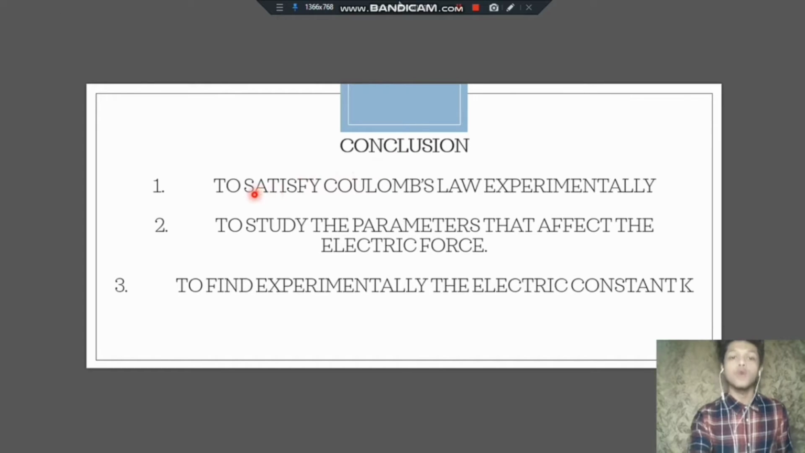The first objective is to verify Coulomb's law experimentally. The second is to study the parameters that affect the electric force. And the last one is to find the electric constant k. This conclusion is based on the objectives, and they were already achieved.